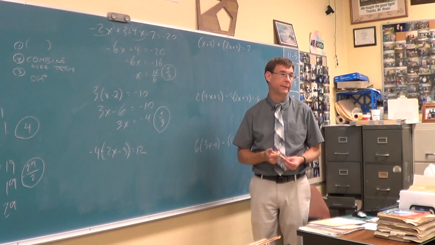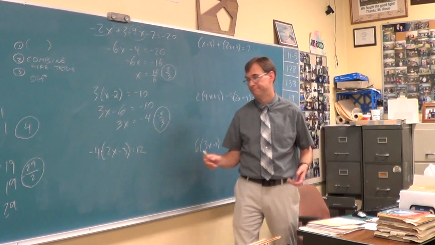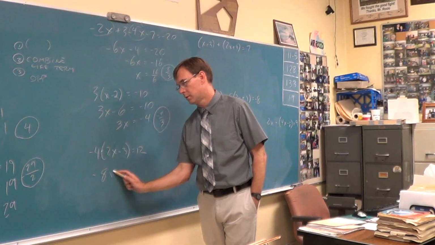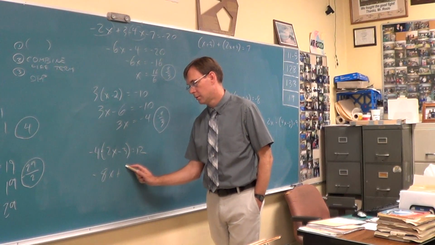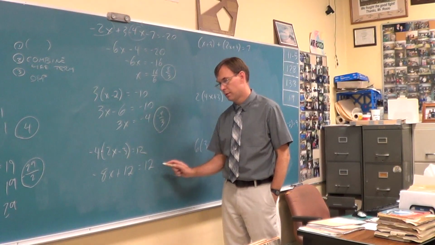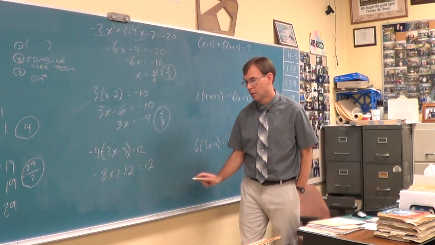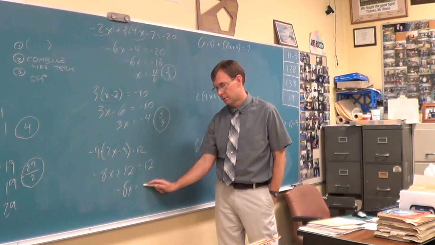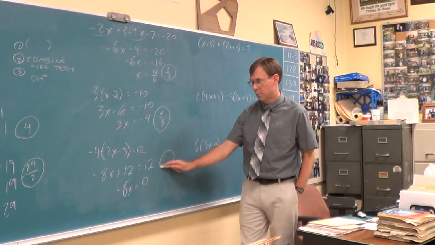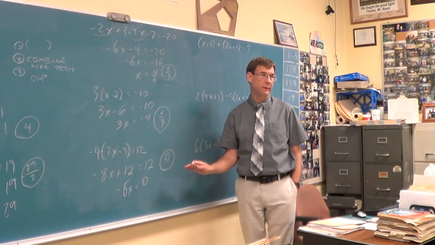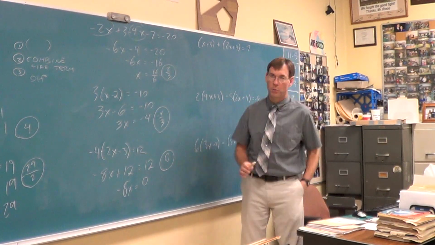Question about that. Go again, distribute. Negative 8x plus 12, equals 12. Agreed. Subtract 12. Subtract the 12, gets us 0. So when we divide, it's 0. So there. More to go.